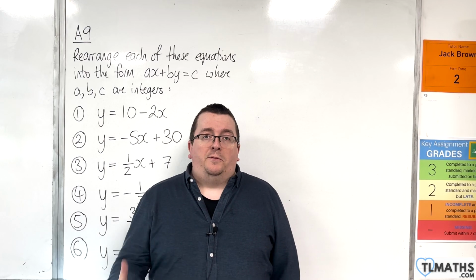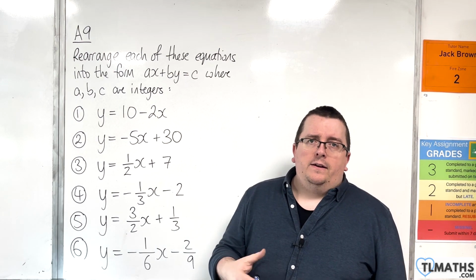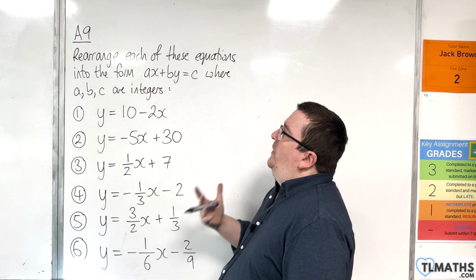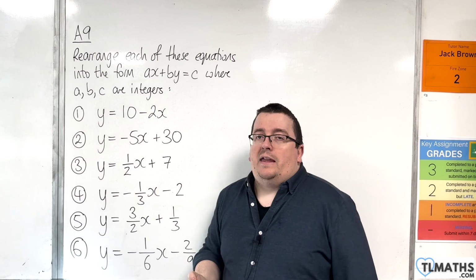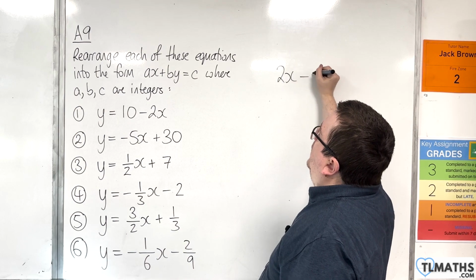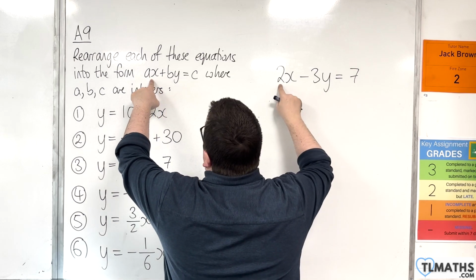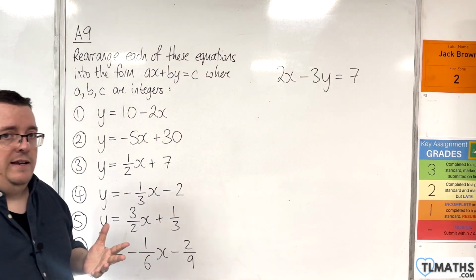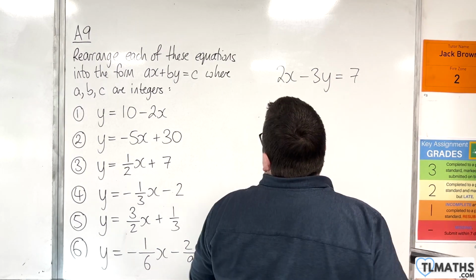So in the next videos, what we're going to be doing is making sure that our final answer from finding the equation of a line is in the correct format that we want. In this case, we're going to be looking at a particular format of ax plus by equals c, where a, b and c are integers. So we want it in a format like 2x take away 3y equals 7, for example, because a would be 2, b would be minus 3, and c would be 7. And all three of those are integers. So that is the structural form that we want it to be in.